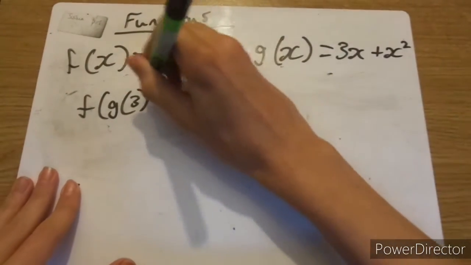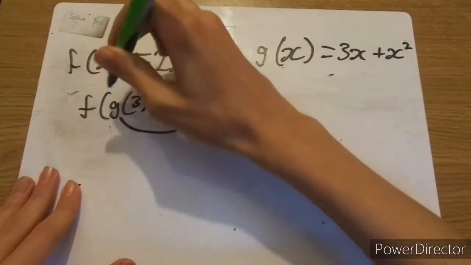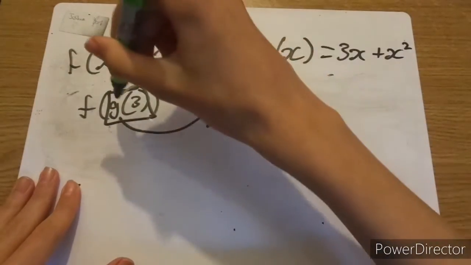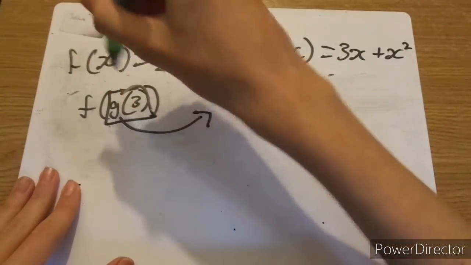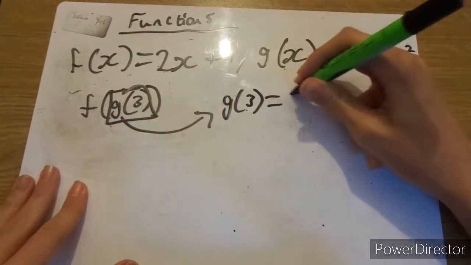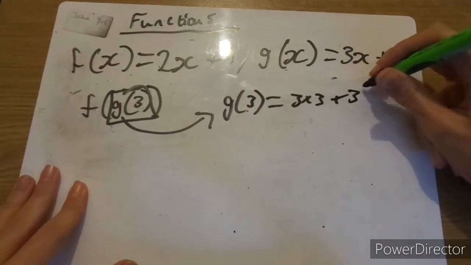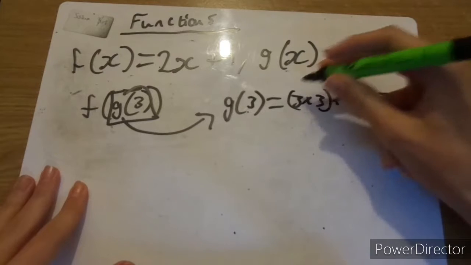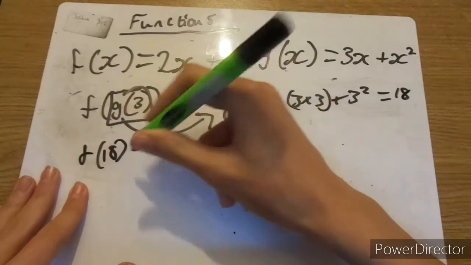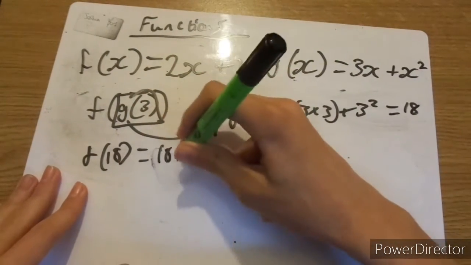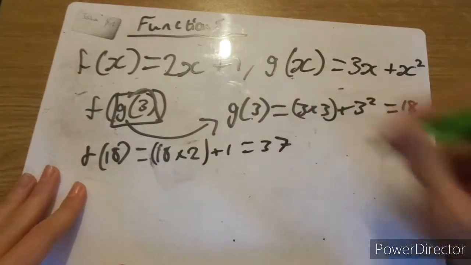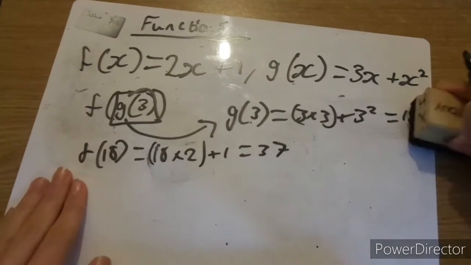So all this really means is that you've got to do g of 3 first, and whatever the answer is, substitute that into f. Using the example I've done here, it'd be 3 times 3 add 3 squared, so that'd be 9 add 9, which is 18. Then you would do f of 18: you just do 18 times by 2, and then add the 1, which would give you 37. So that's the very basics of functions.